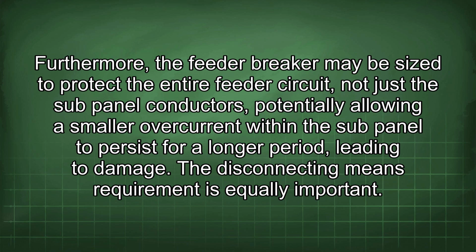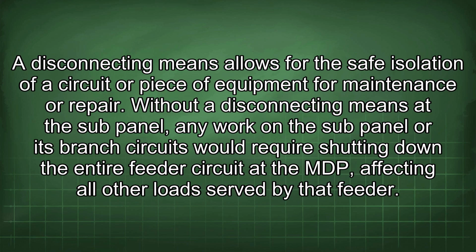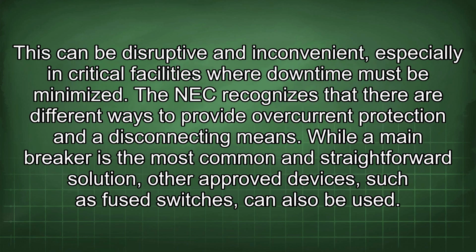The disconnecting means requirement is equally important. A disconnecting means allows for the safe isolation of a circuit or piece of equipment for maintenance or repair. Without a disconnecting means at the subpanel, any work on the subpanel or branch circuits would require shutting down the entire feeder circuit at the MDP, affecting all other loads served by that feeder. This can be disruptive and inconvenient, especially in critical facilities where downtime must be minimized.